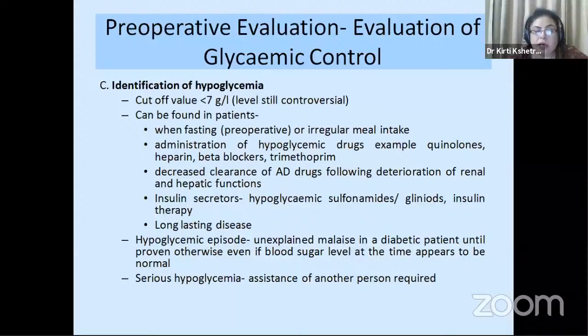Hypoglycemic episodes can also present as unexplained malaise in a diabetic patient. When they present, they should be taken as hypoglycemia until proven otherwise, even if the blood sugar level at the time appears to be normal. Serious hypoglycemia is when the patient during hypoglycemia requires assistance of another person.